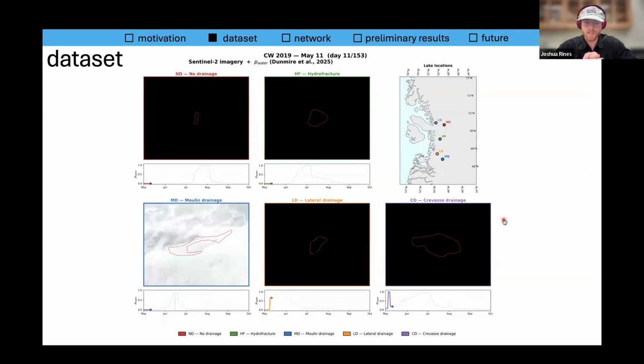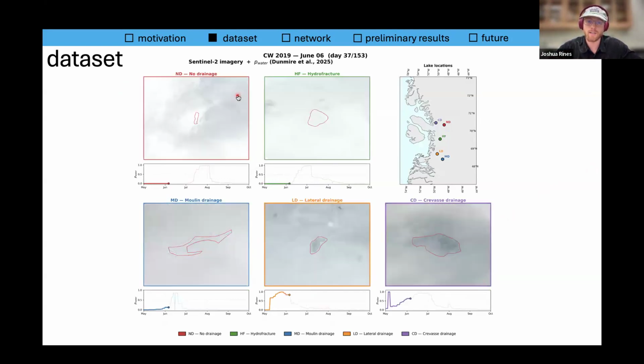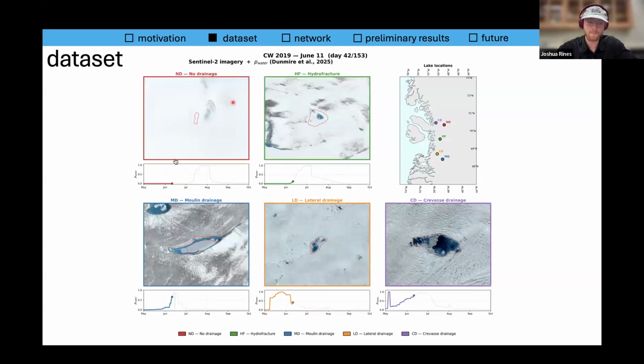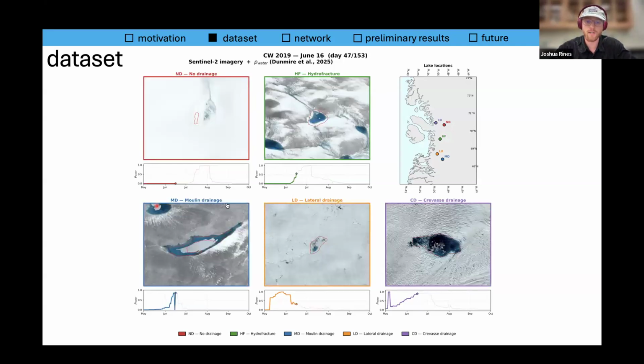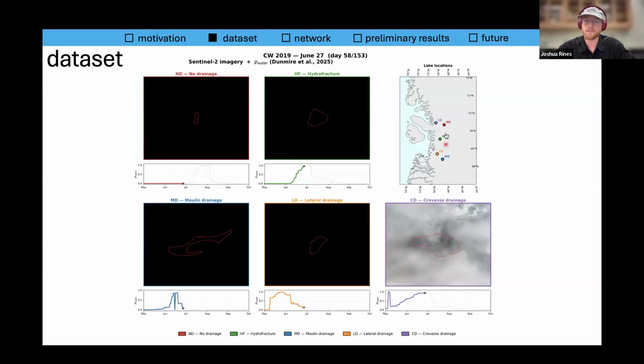So let's just look at what those classes even look like. And I apologize, there's a lot of flashing colors on this screen. But what you see here are those 5 classes. On the top left, no drainage. Middle top, hydrofracture. And across the bottom row, we have a moulin drainage, a lateral drainage, and a crevasse field drainage. And these are the locations of those lakes in the top right.